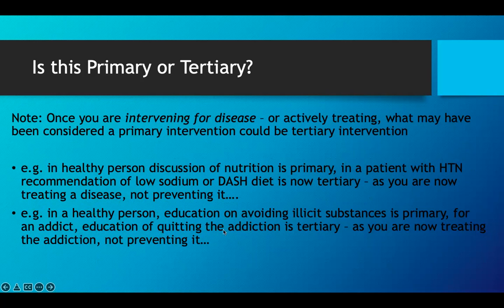In a healthy person, educating on avoiding illicit substances is primary, because the patient is a healthy patient. He doesn't have a substance abuse issue. You're just talking about avoiding it to prevent any issues. That's where you're still in the primary intervention. But for an addict, education on quitting the addiction is now tertiary because they have already become addicted. So now we're not trying to prevent, we're actually trying to treat. We're trying to treat the addiction, not prevent it. All right, so that's the difference between primary versus tertiary education.